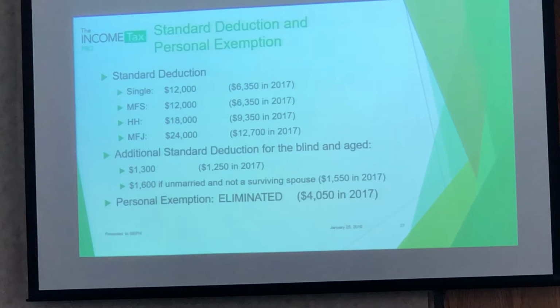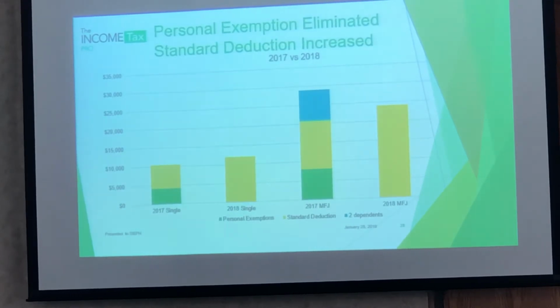Okay, so now we go to this next slide. This just kind of illustrates a comparison between 2017 and 2018. Let's say you're single, 2017. This is your exemption. This is your standard deduction. So you don't start paying taxes until your taxable income is above this amount, which was just over 10,000. For 2018, there's no exemption, but there's a $12,000 standard deduction. So you don't start paying tax until after you've made 12,000.